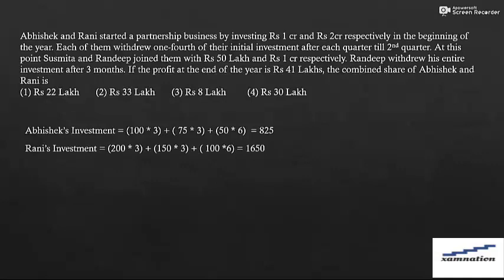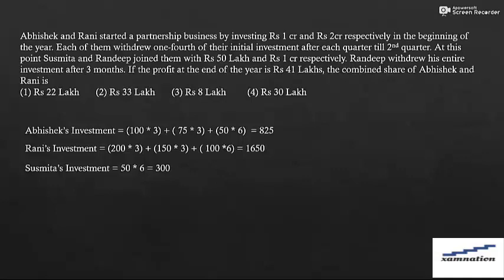Similarly, we'll calculate Rani's investment, that is 200 into 3 plus 150, because 1/4 of 200 is 50. So she withdraws 50 lakhs after 3 months. So it is 150 into 3, and then again she withdraws 50 and is left with 100, which is constant for 6 months. So 100 into 6, which comes to 1650. Now next is Sushmita joins after 6 months and she has not withdrawn anything. So her investment would be 50 lakhs into 6, which is 300.